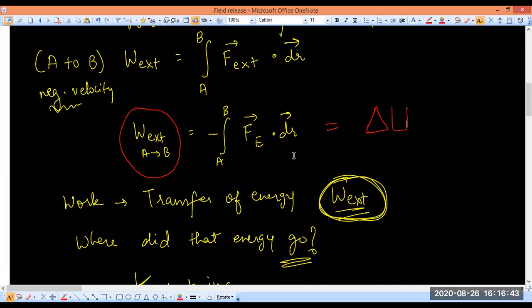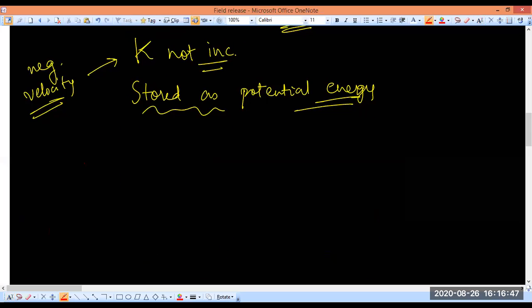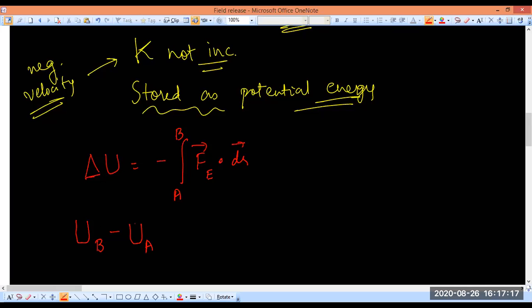Let me write that separately once again. Delta U is equal to negative integration from A to B of F_E vector, that is the electric force, dot dr vector. So that is delta U. Again, this was nothing but the work done by the external force. Now for delta U, we can write it very easily: U_B minus U_A, final potential energy minus initial potential energy. So U_B minus U_A is equal to negative integration from A to B of F_E vector dot dr vector.